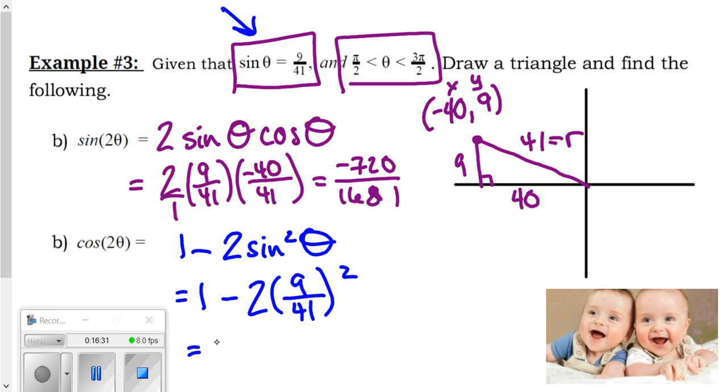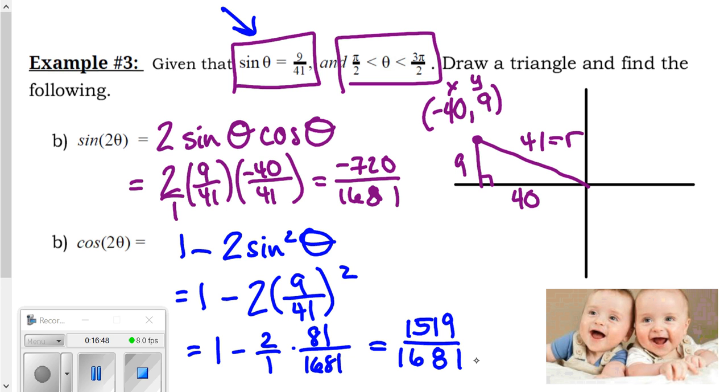That's wonderful. So 1 minus, and then 2 over 1, and then 9 times 9 is 81. And 41 times 41 is 1681. And we would end up with, when all is said and done, this number or its decimal equivalent.